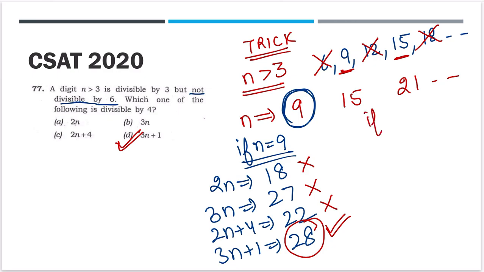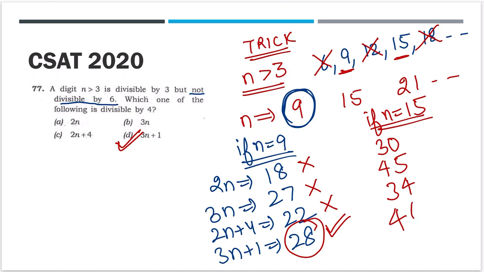If you don't want to take 9, you can take n equal to 15 as well. In case of n equal to 15, 2n will be 30, 3n will be 45, 2n plus 4 will be 34, and 3n plus 1 is giving me 46. Okay, so we are getting a problem here. Let's see what the problem is. Is 30 divisible by 4? No. 45? No. 34? No. Is 46 divisible by 4? No. So what is the problem here?